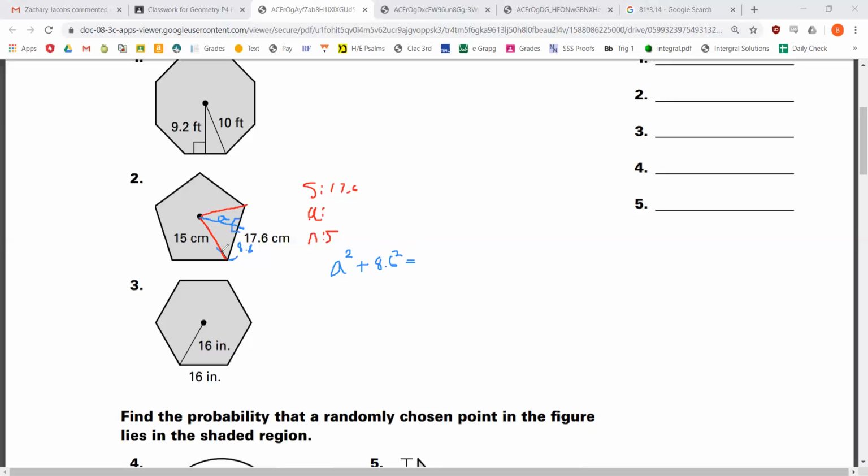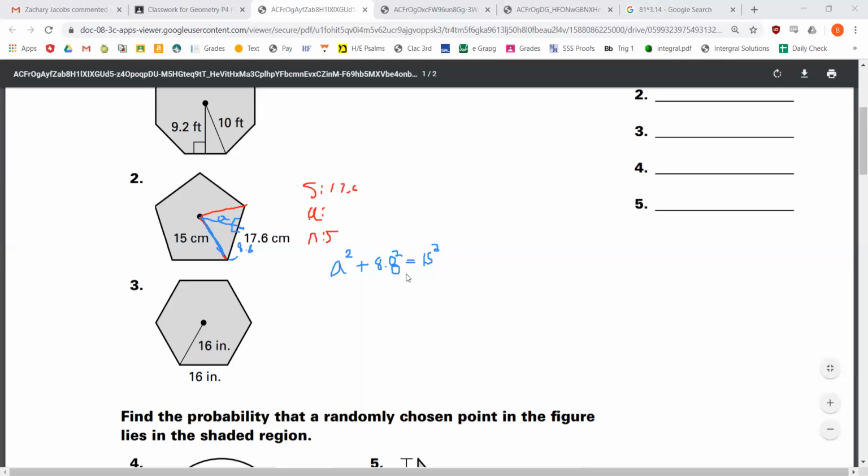So that's 15 in this one. So 15 squared. Wait, wasn't it 8.8, not 8.6? Oh, yes, it is. I wrote 8.6. I don't know why, though. There you go. Okay. Wait, so is that the equation to find the apothem? We're going to use this to find the apothem, yeah.